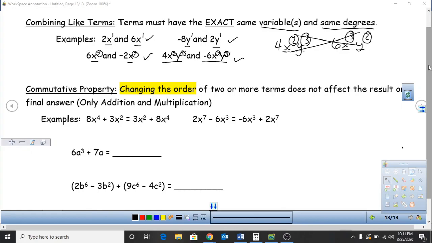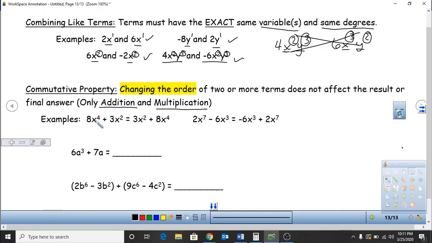Now, there are 3 properties that are very important, and I'm going to start with one of the ones that I feel is the most important, which is something called the commutative property. If you notice, I highlight the words changing the order, or you could call it rearranging. Anytime you change the order, you should think, oh, I'm rearranging things, that's the commutative property, all right? So by definition, the commutative property is just changing the order of 2 or more terms. And as long as you change the order of 2 or more terms, it does not affect the result or the final answer. Notice how this only works under addition and multiplication, so keep that in mind, addition and multiplication. But for now, we're only going to focus on the addition part, all right?